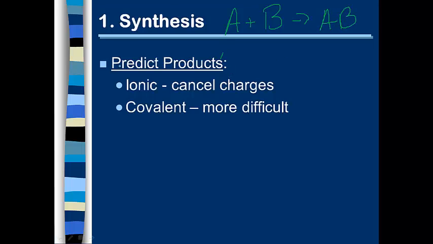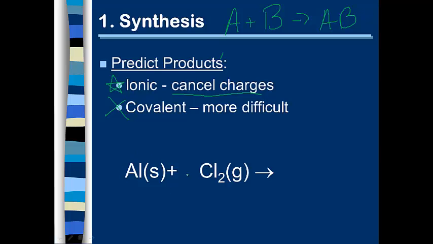And when we predict the products, for synthesis reactions we're going to mostly focus on ionic products, which we've been doing all along, because all you really have to do is cancel the charges. Covalent products are really beyond the scope of this class. So if you look here, this would be an example where we combined aluminum solid and chlorine gas. Now the formula we're going to get is aluminum chloride, and in order to get that, you just go to the ion charges.